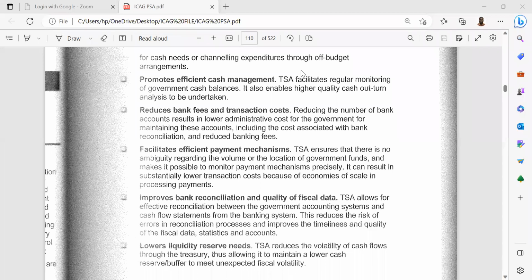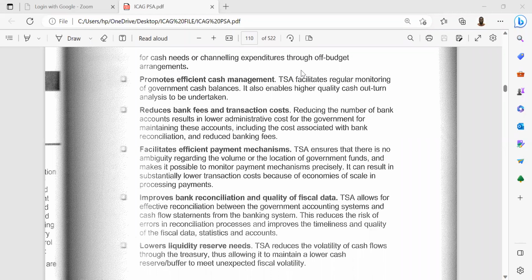Yes, please. It's because the government is not dealing with so many banks in its operation, because it is using one single bank. So the bank charges will not be many as if it were using so many banks. And also the cost of maintaining the accounts will be reduced.